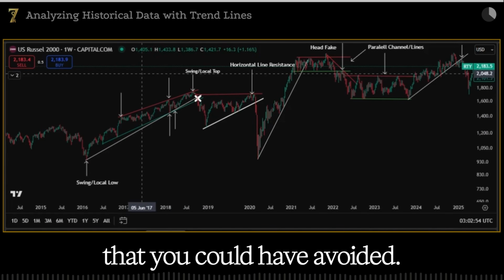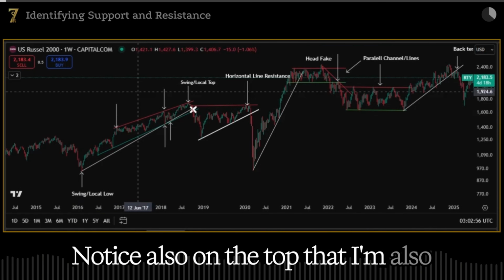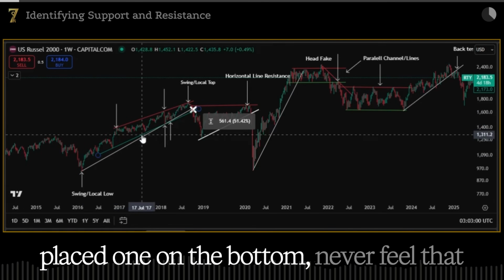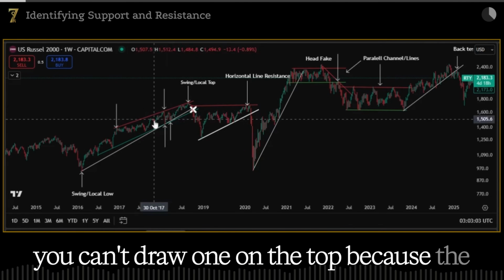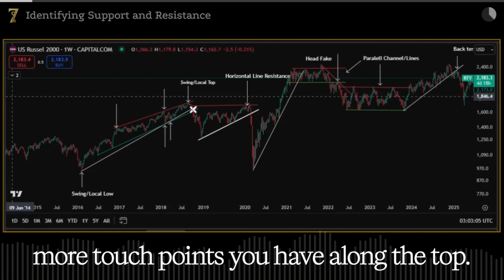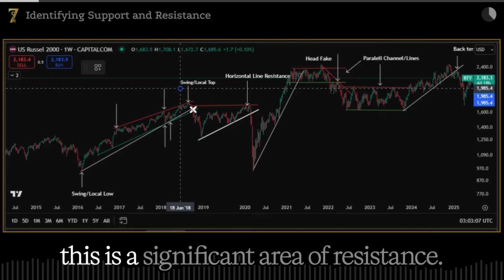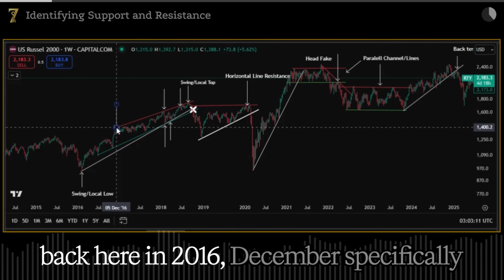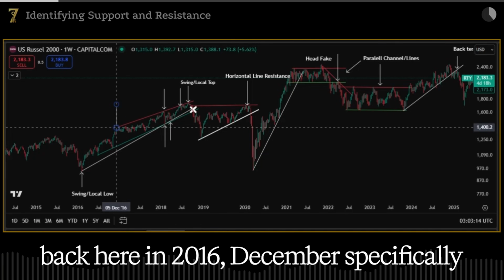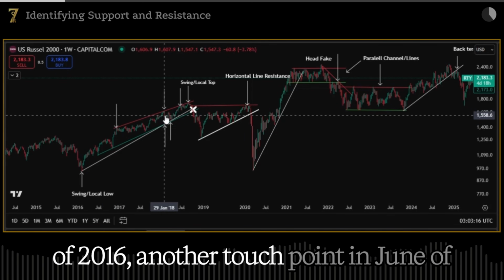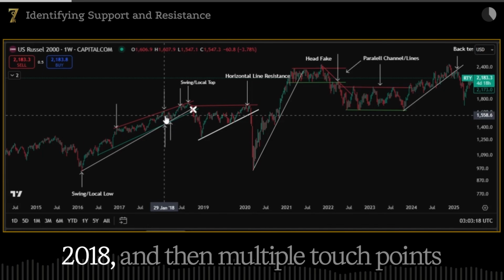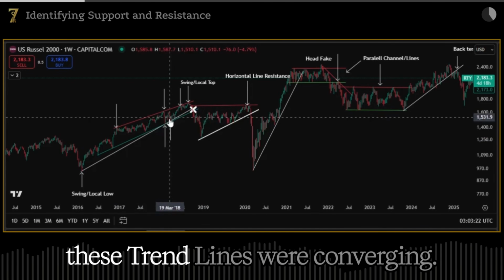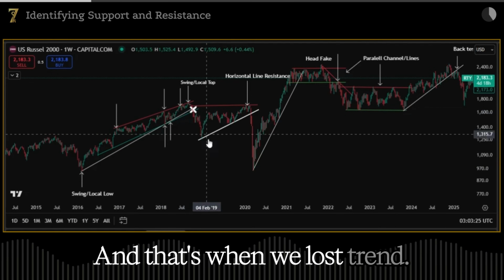you could have avoided. Notice also on the top that I'm also overlaying a trend line. So just because I place one on the bottom, never feel that you can't draw one on the top, because the more touch points you have along the top, the more confluence you can add that this is a significant area of resistance. As a matter of fact, we touched it once back here in 2016, December specifically of 2016, another touch point in June of 2018, and then multiple touch points as we started to near the apex of where these trend lines were converging. And that's when we lost trend.